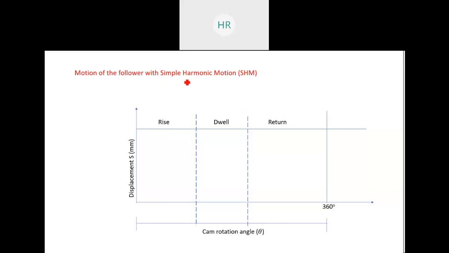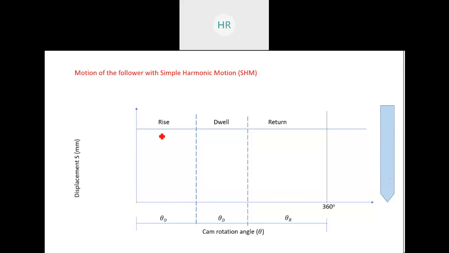Now the procedure for drawing a displacement diagram with simple harmonic motion. Theta O is the angle of ascent or angle of rise, you can say. Theta D is the angle of dwell and theta R is the angle of return. Means during this angle my follower will return from this position to this position. That is the angle of return. And angle of rise is where my follower will move from this position to this position. That is the angle of rise. And this is my follower initial position.